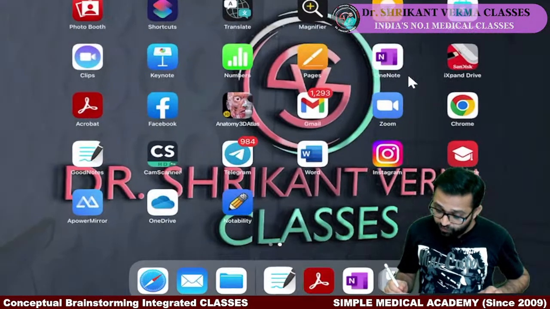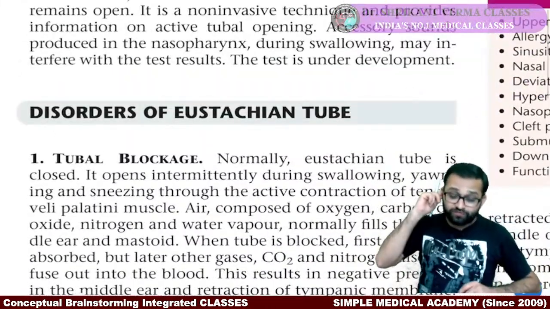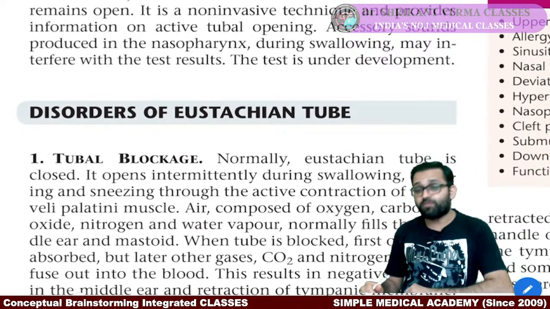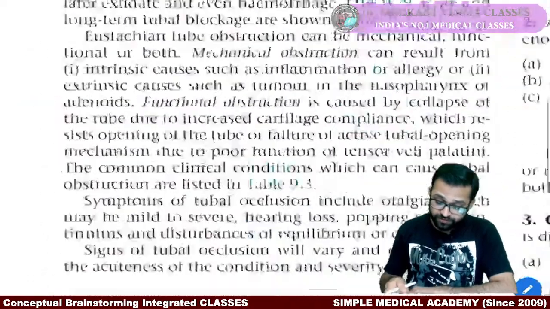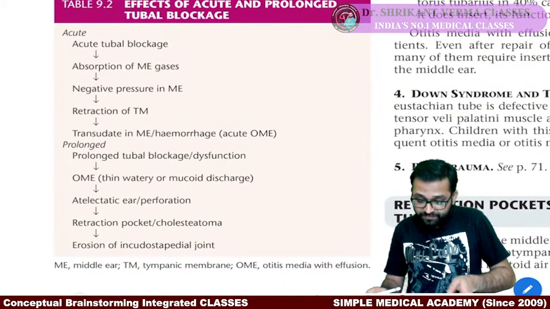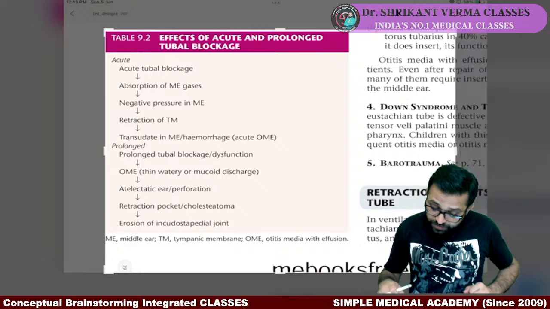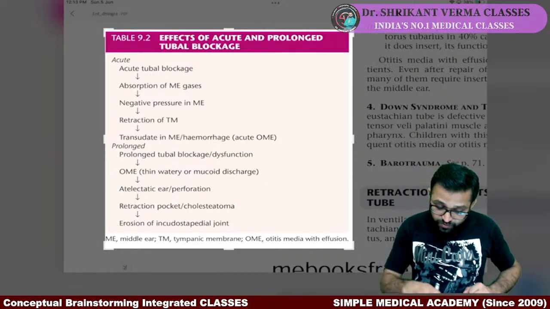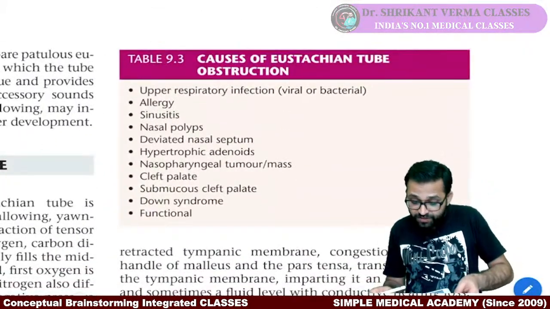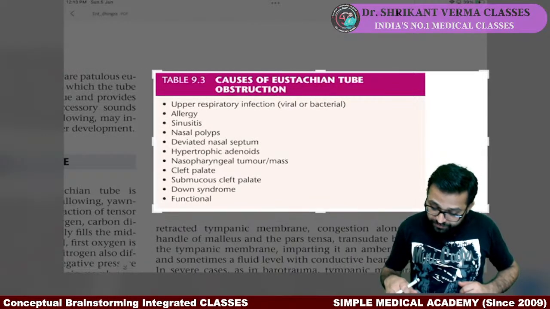You can follow your Dhingra sir textbook. That is a disorder of the Eustachian tube. We are looking at the first one, tubal blockage. This situation is tubal blockage. Here one flow chart is given. You can see we are taking the proper reference from our standard textbooks. So this is one strong reading unit, and we are also going to include the different causes of Eustachian tube block.